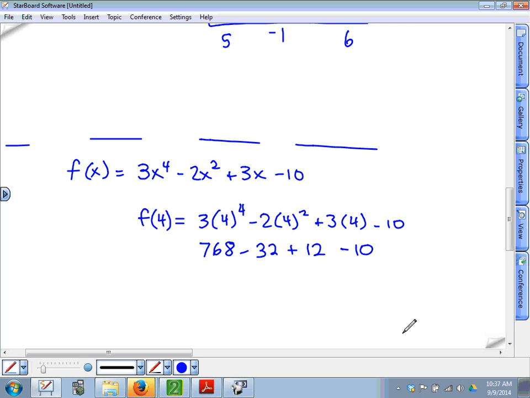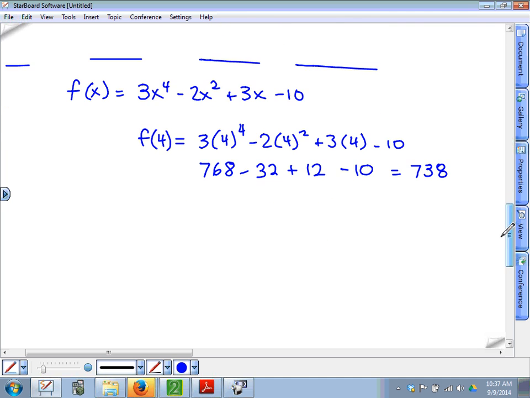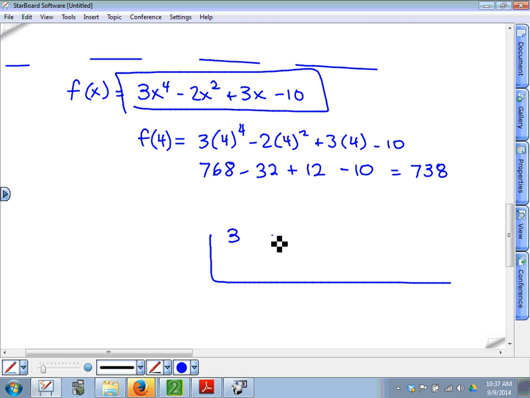So somebody do that for me real quick. 768 minus 32 plus 12 minus 10. 738. Now, what does this have to do with synthetic division? Check it out. If I take the original polynomial here, 3, negative 2, 3, and negative 10, and then I'm going to take that number that we're applying and put it here. You guys watching? Drop down the 3, what do we get?